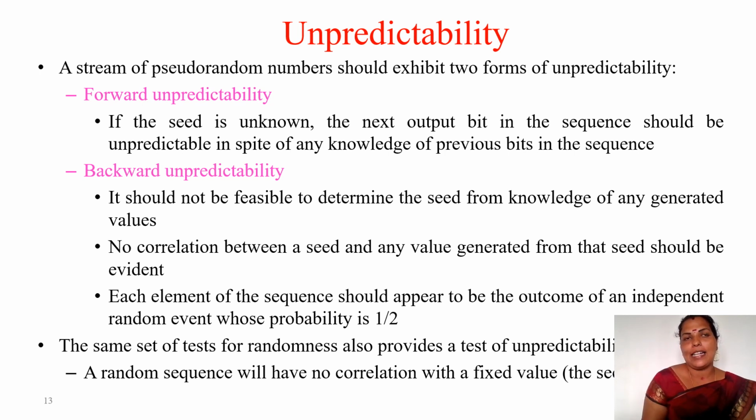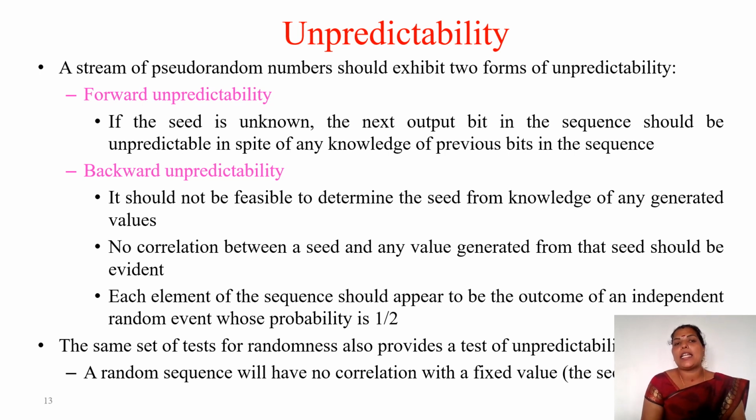We are creating a seed using this true random number generator. Then that seed is passed as input to the deterministic algorithm. Then we are generating a pseudo random number. So there we are generating some stream of bits. So from the generated stream of bits, is it possible to predict the seed or not? That we are testing. That is the backward unpredictability.